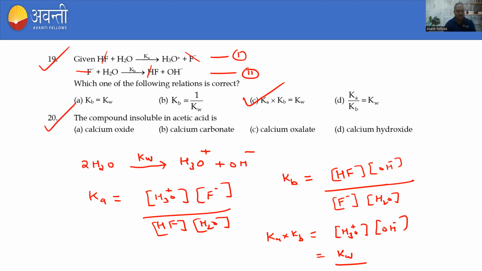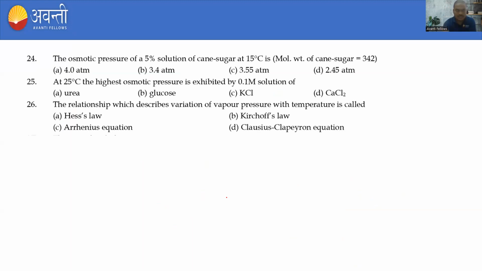Now, move to the next question. That is about the compound insoluble in acetic acid. So you need to find the compound which is insoluble in acetic acid. Always remember, calcium oxalate is insoluble in acetic acid, right? Whereas calcium carbonate, calcium oxide, and calcium hydroxide are soluble in acetic acid. So the correct answer, the compound which is insoluble, is calcium oxalate.